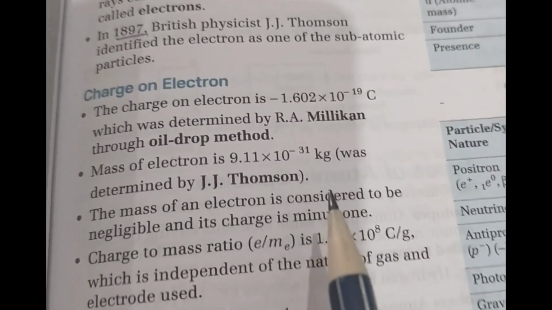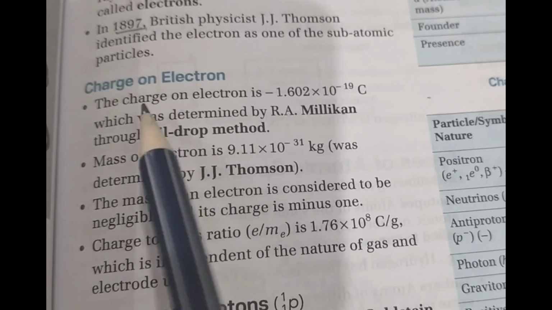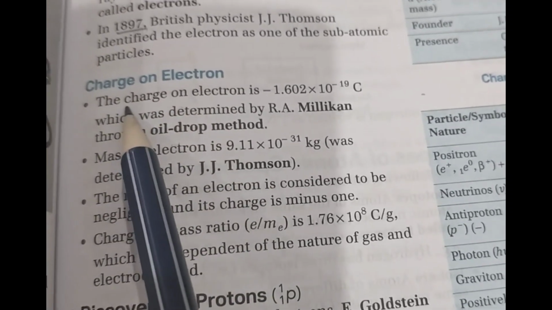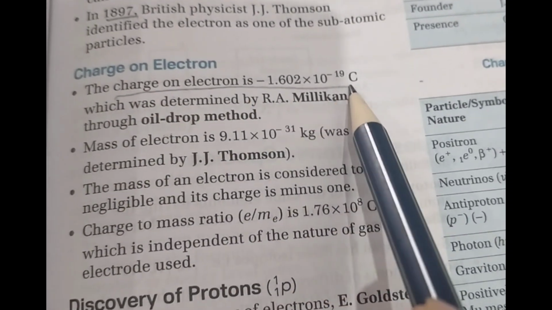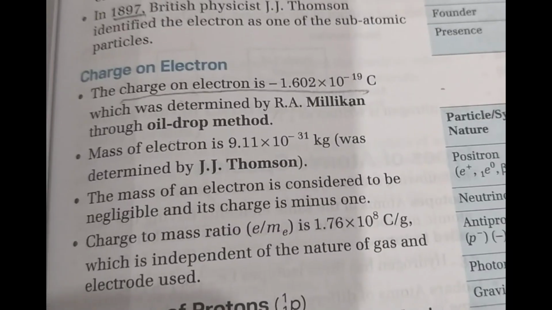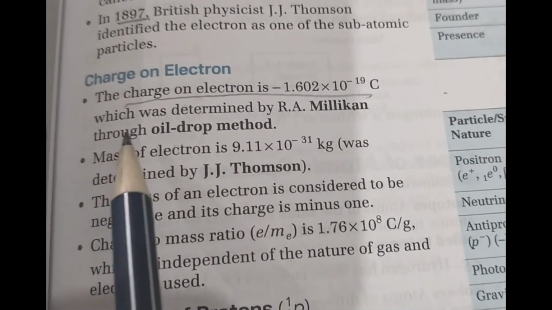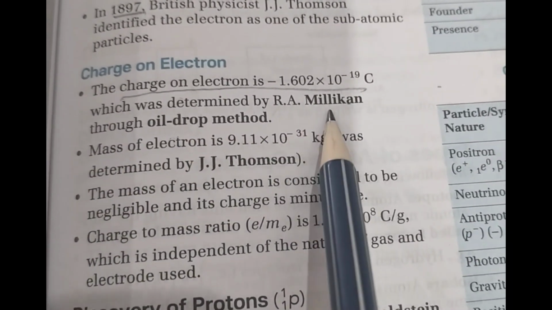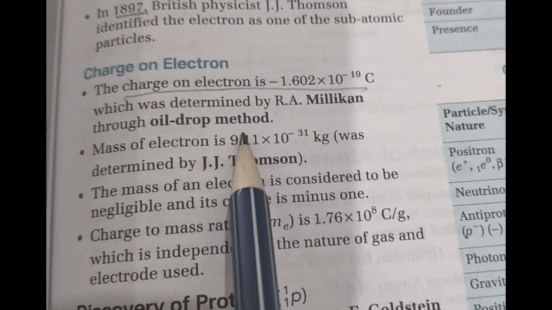What is the charge on electron? The charge on electron is minus 1.602 × 10^-19 coulomb, which was determined by R.A. Millikan through the oil drop method.